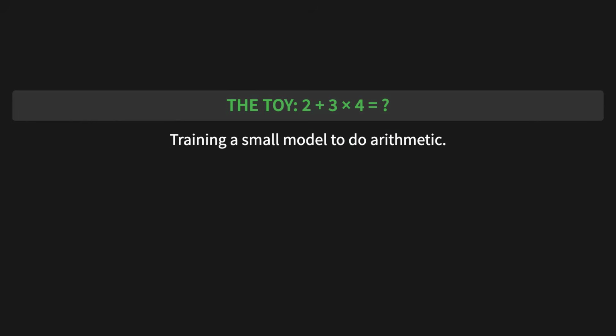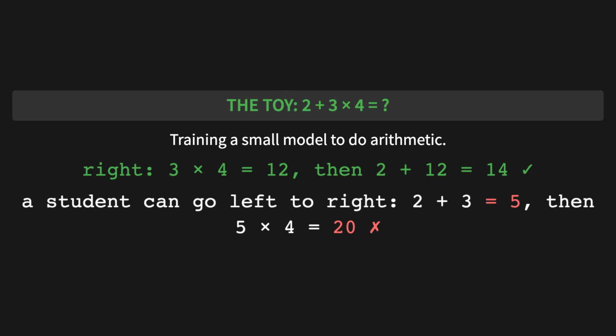So, say we're training a small model to do arithmetic. The prompt is 2 plus 3 times 4. The right answer is 14. Multiplication comes first, 3 times 4 is 12, plus 2 is 14. But a student model can go wrong in a very natural way. Left to right. 2 plus 3 is 5, times 4, 20. Keep that wrong attempt in mind because all 3 methods will have to deal with it.